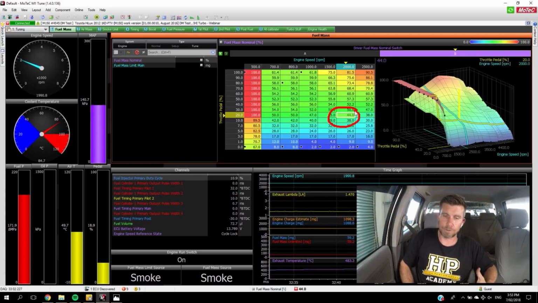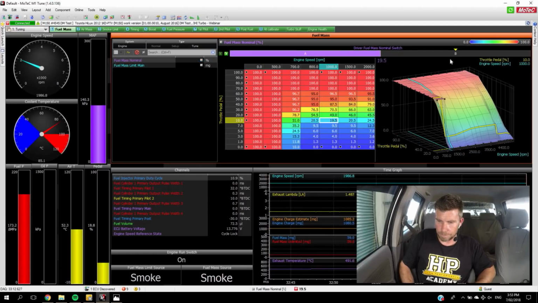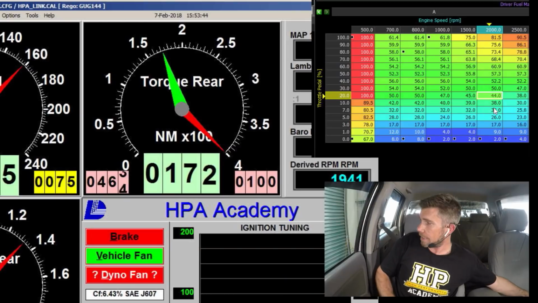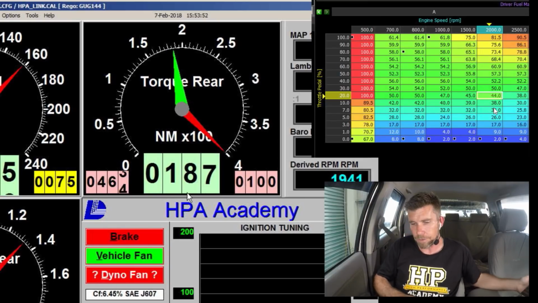So remember, it's 44% of our fuel mass limit main value. Let's just head back across to that for a second. We can see that that's 137 milligrams. Okay, what we'll do now is have a look at our dyno screen, and what we're looking at is the torque being registered. It's moving around a little bit. We can see that we're sitting around about 180, 185 Newton meters.